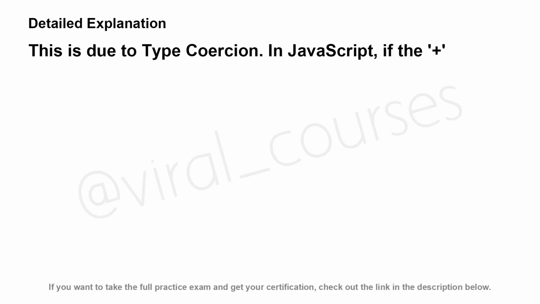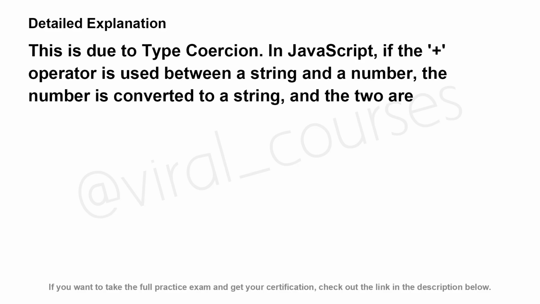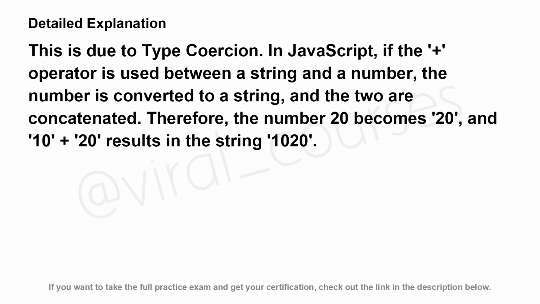This is due to type coercion. In JavaScript, if the plus operator is used between a string and a number, the number is converted to a string, and the two are concatenated. Therefore, the number 20 becomes "20", and "10" + 20 results in the string "1020".